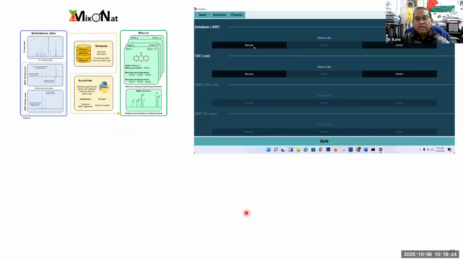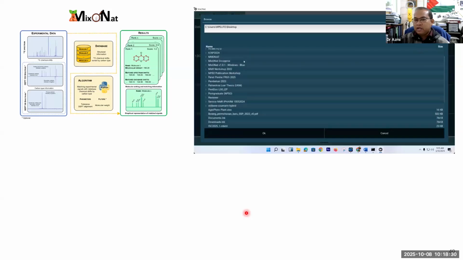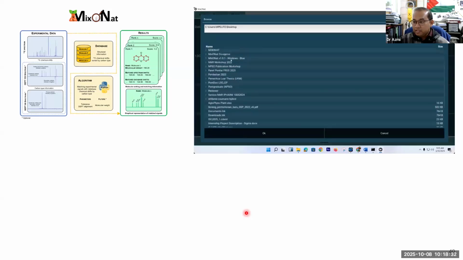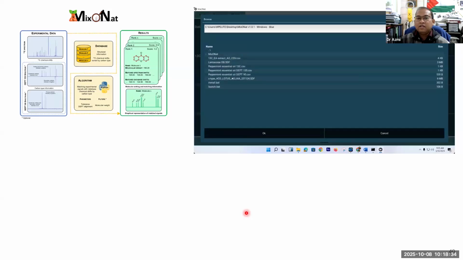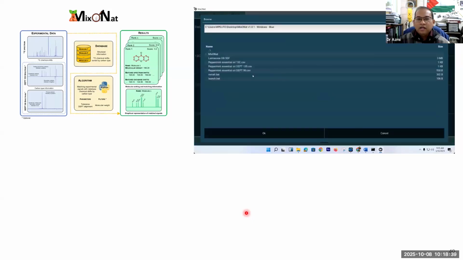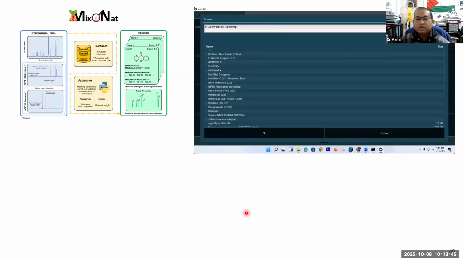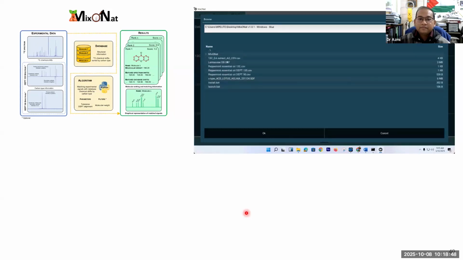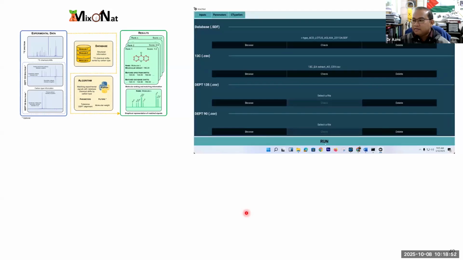I am doing the same thing. This is an example, Aglaia odorata. I asked my colleague to prepare a database, and after that I put it inside the software, and I already have the carbon-13 data for the crude extract. It takes some time, and after that, click run. It's very simple.